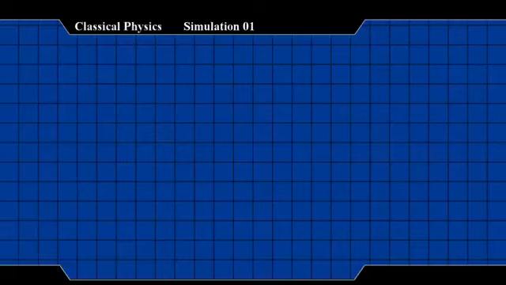This video shows a series of simulations involving a small particle. We'll start using the assumptions of classical physics. First, we'll describe the initial setup and then play the simulation.